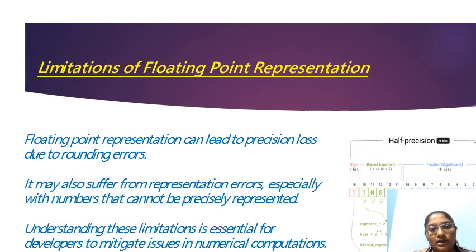Now let us know what are the limitations of floating point representation. Floating point representation can lead to precision loss due to rounding error. Precision loss occurs because not all the real numbers can be represented exactly. It may also suffer a representation error, especially with the numbers that cannot be precisely represented.